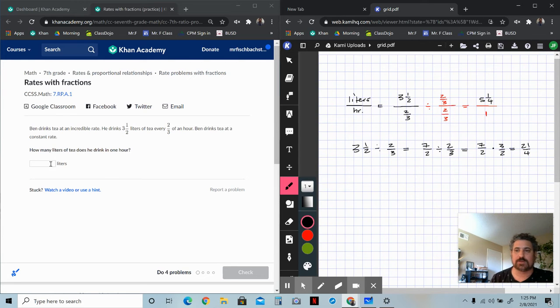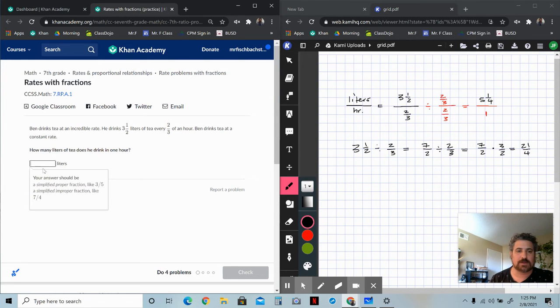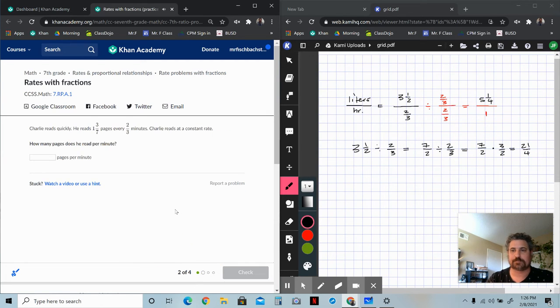So what you're going to do over here on your answer document is write 5 1/4. You can do 5 space 1/4, or you could do 5.25, which is the same as 1/4. I'm just going to do 5 space 1/4. And there you go, there's the correct answer. We'll go to the next problem.